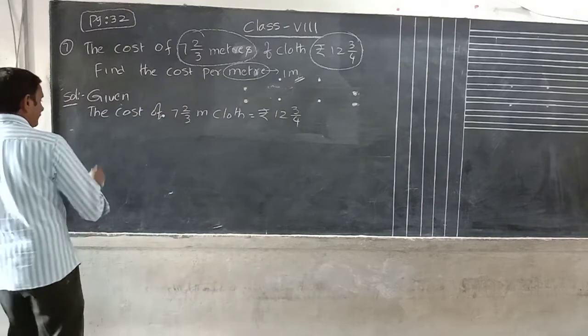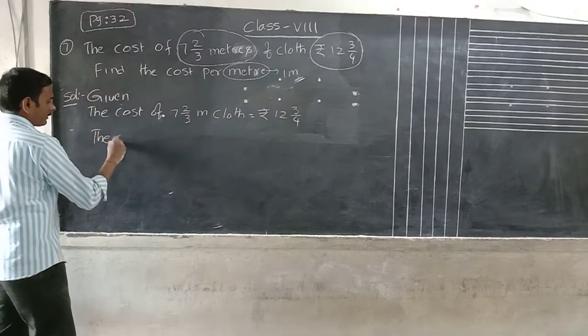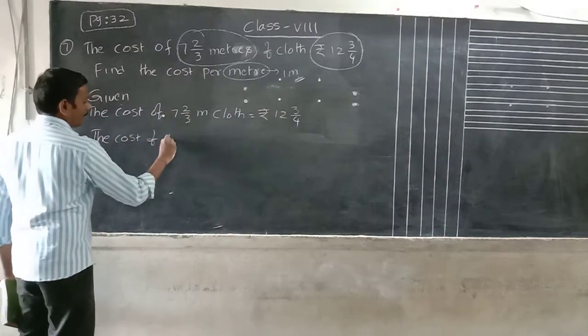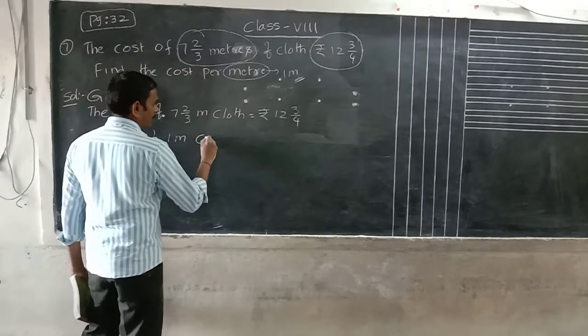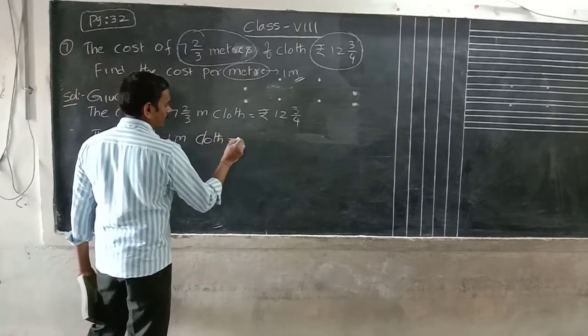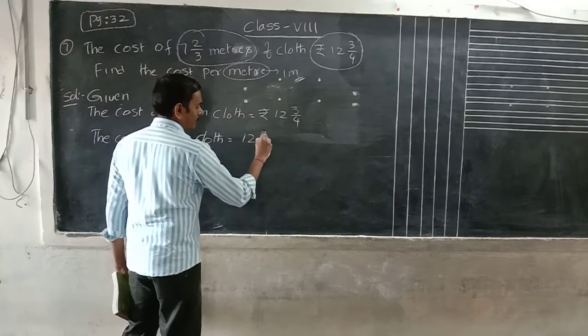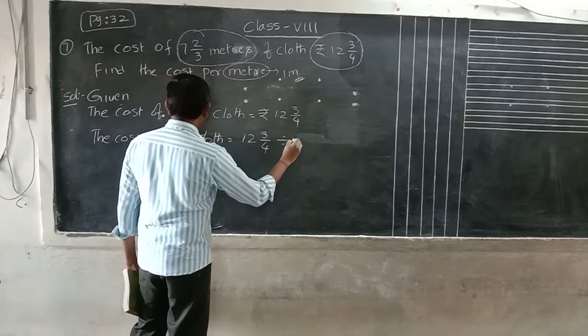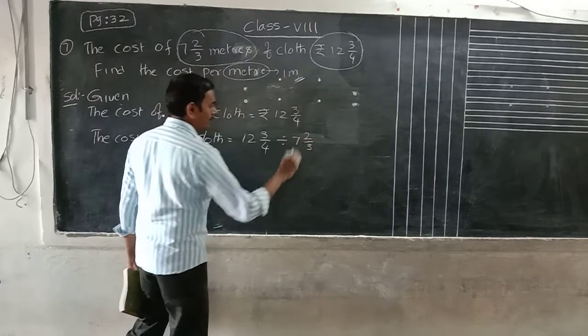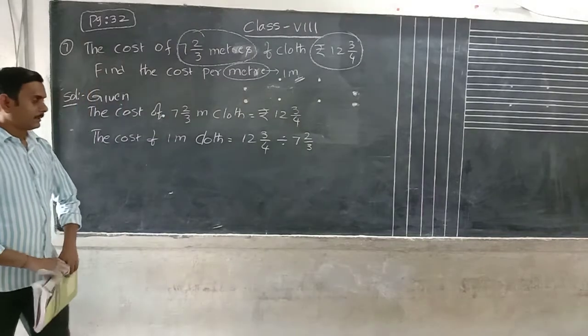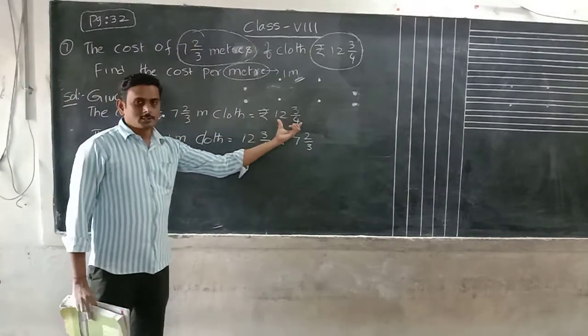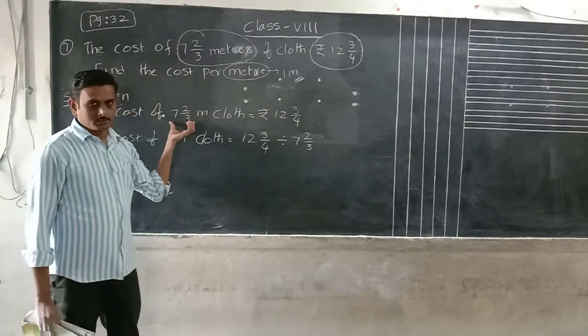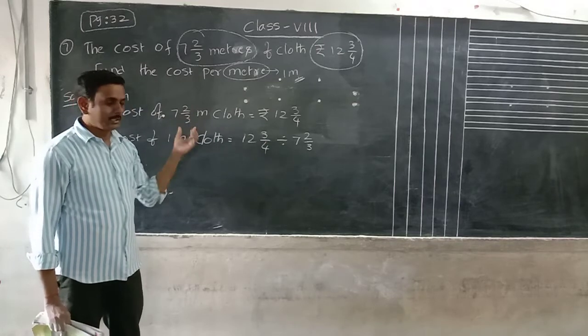The cost of 1 meter of cloth equals 12 3/4 divided by 7 2/3. That means we have to divide the total cost by the total length of the cloth. By dividing we will get the answer.